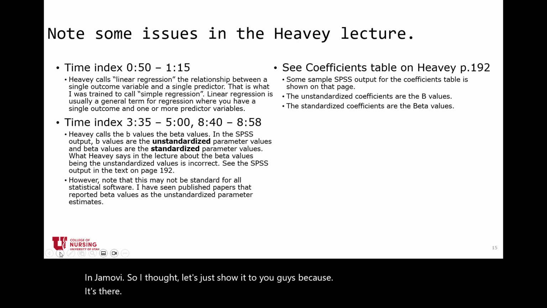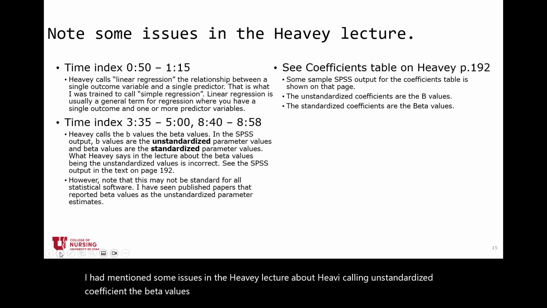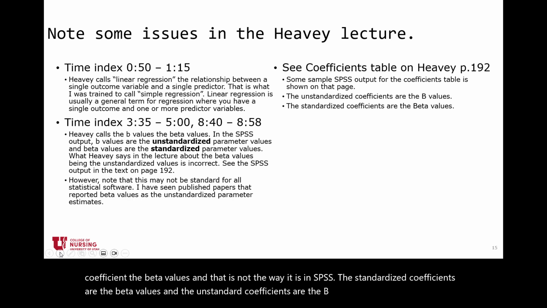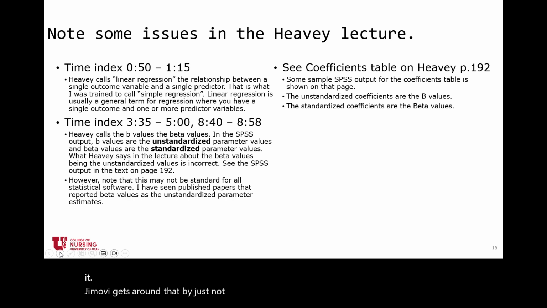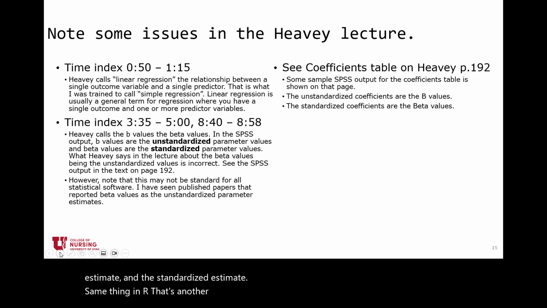I had mentioned some issues in the Heavey lecture about Heavey calling the unstandardized coefficients the beta values, and that is not the way it is in SPSS. The standardized coefficients are the beta values, and the unstandardized coefficients are the B values. That's the way SPSS does it. Jamovi gets around that by just not using B and beta. They just call it the estimate and the standardized estimate. Same thing in R, which is another statistical language; they use estimate and standardized estimate.